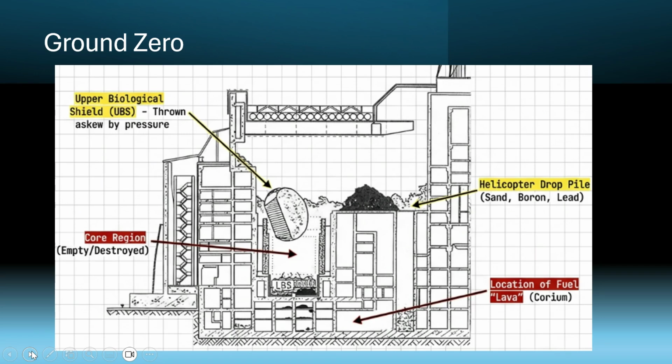Following the explosion, the upper biological shield was thrown askew by the pressure, leaving the core region destroyed. The molten fuel, known as corium or lava, flowed into the lower levels of the building. To combat the fire and radiation, helicopters began dropping materials directly into the ruins.